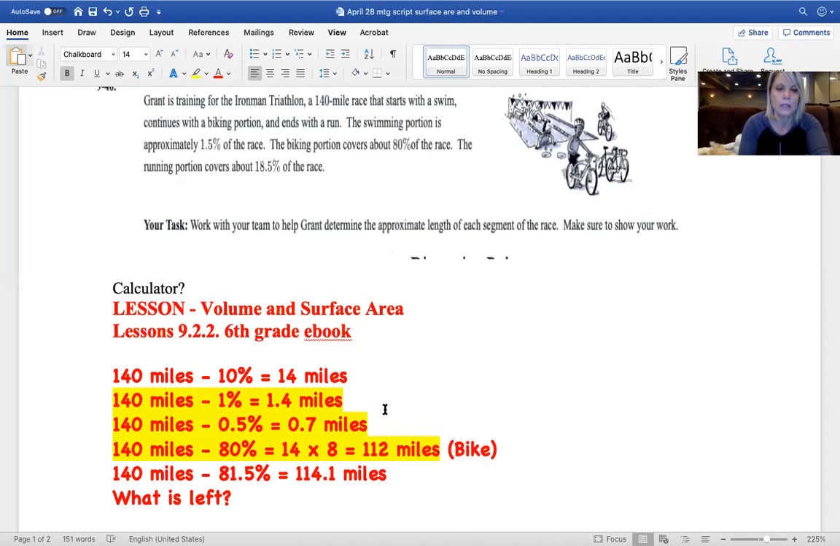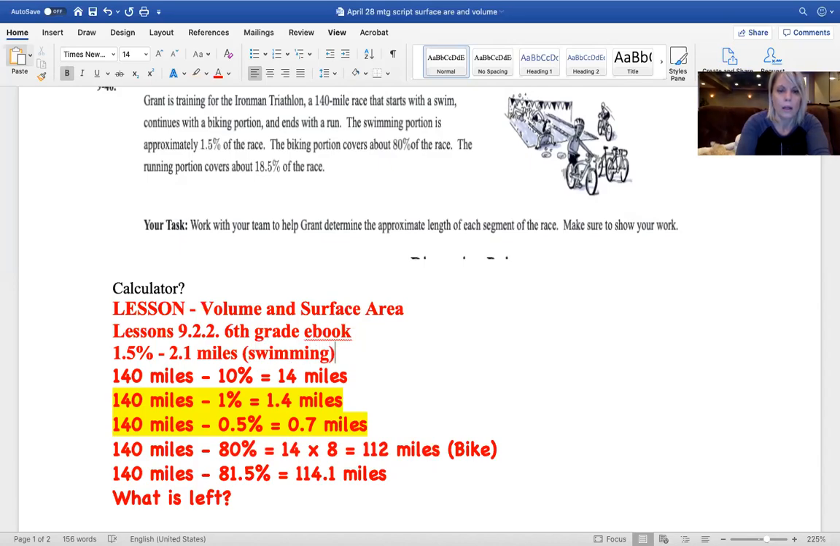If I do just these two, if I have the 1.5% would be just, let me show you, let me put this up here. If I have 1.5% of the race, that would equal these two. Let me unhighlight this. So what are these two together? What's 1.5%? The swimming portion. Good, 2.1 would be the swimming.